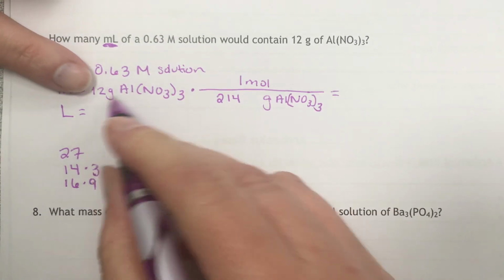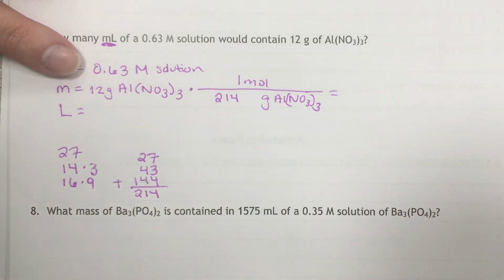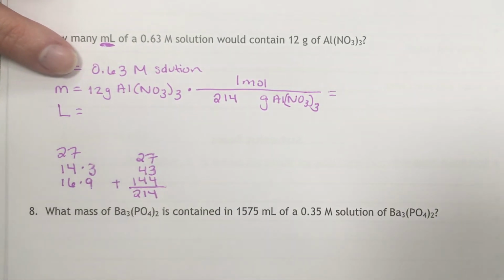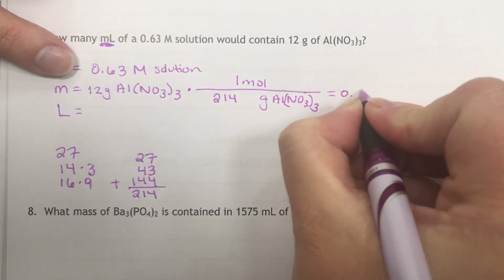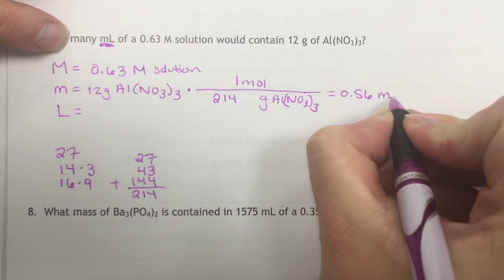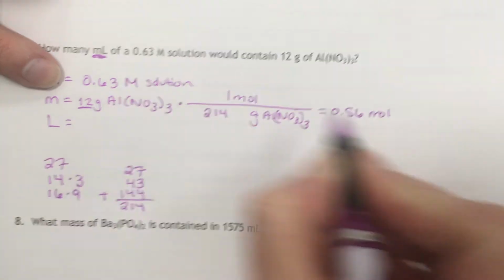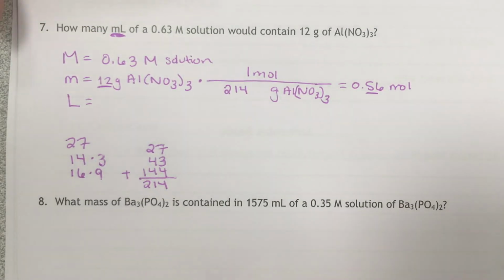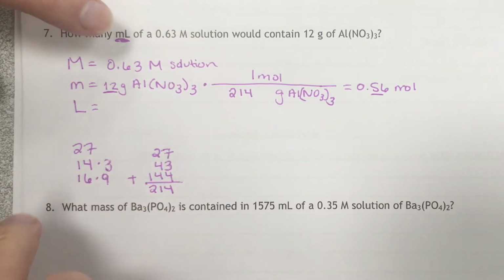Okay, so now we just do 12 divided by 214, and we will have our moles. 12 divided by 214, 0.56 moles. So 0.56 moles of this substance, and it has 2 significant figures, and so does this, so we're happy. All right, liters, that's what we're having to find.